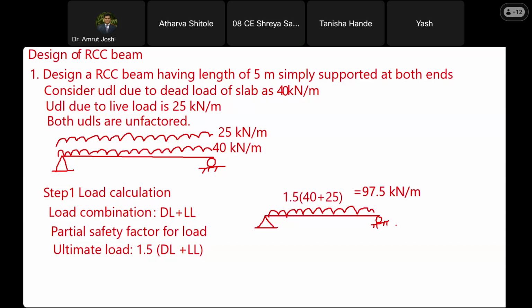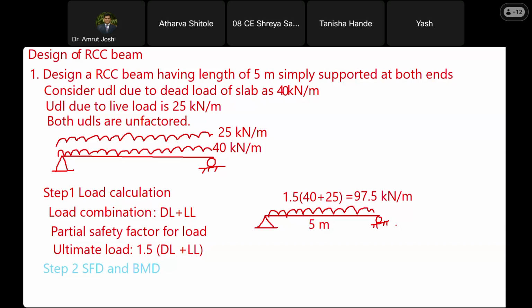Are you with me? And this is acting on the entire length of the beam, which is 5 meter. So on the 5 meter length of beam, we have this much load acting, which is 97.5 kilonewton per meter. Now step two is drawing its SFD and BMD. So we need to draw the shear force diagram and bending moment diagram for this beam.